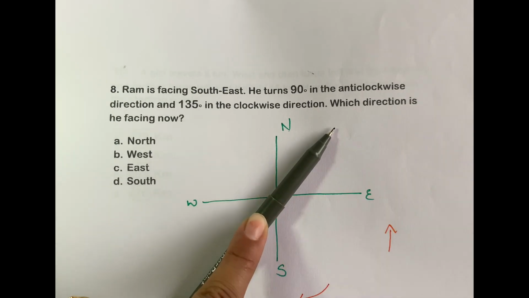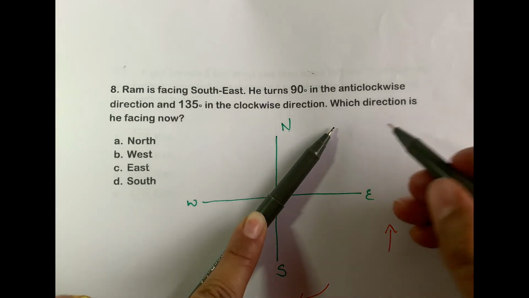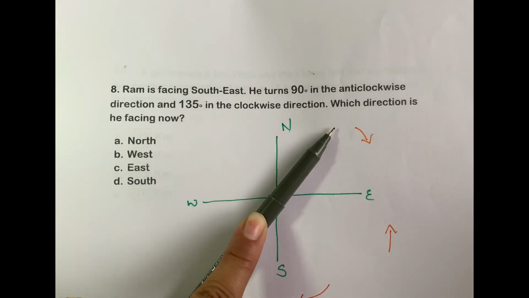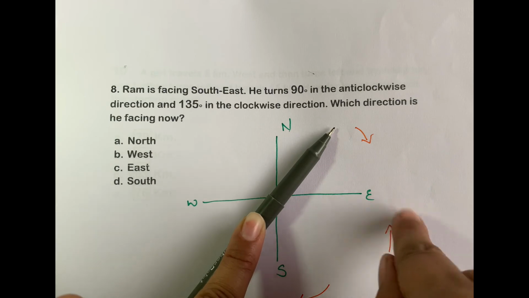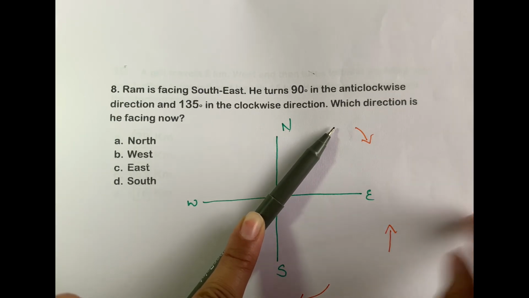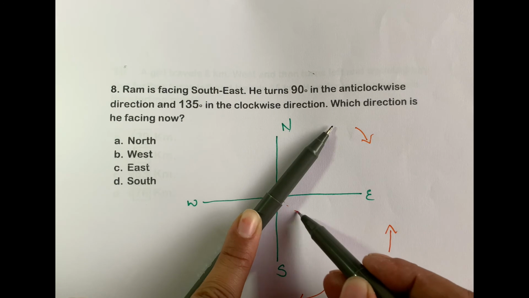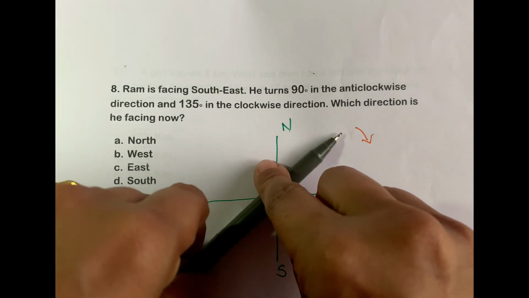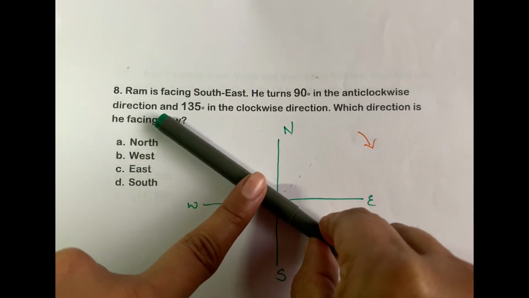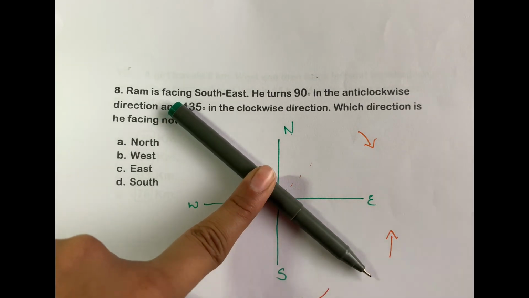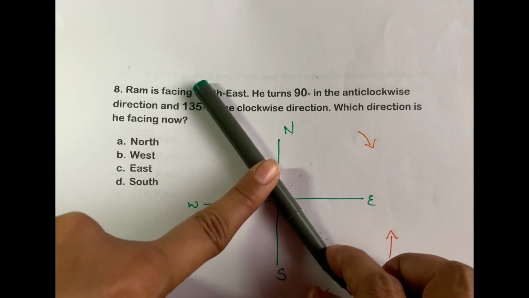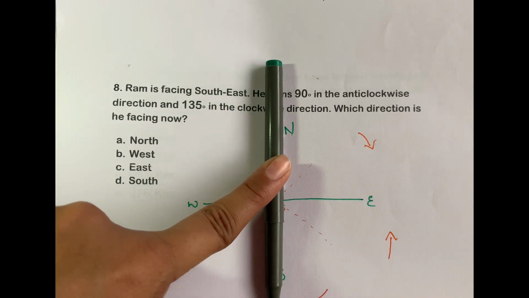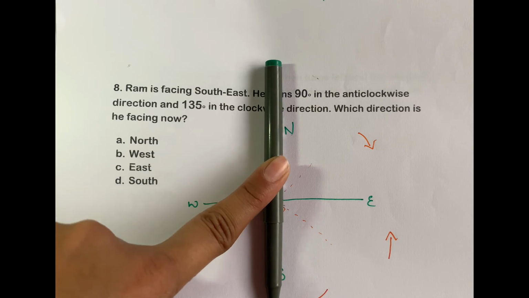Then 135 degrees in the clockwise direction. This is the clockwise direction, isn't it? How do you split 135? 90 plus 45 is 135, isn't it? So this is the 90 degrees. First rotate it 90 degrees. Here is the 90. Next 45. 45 is half of the 90, so this is the angle of 45. Now here is the 45 degrees. So which direction is he facing now?